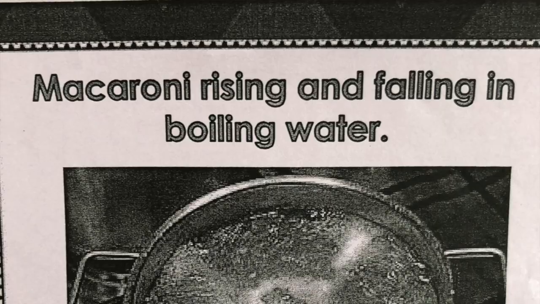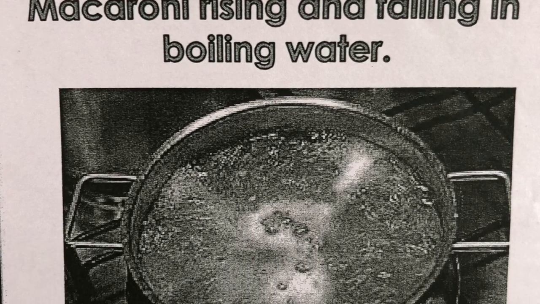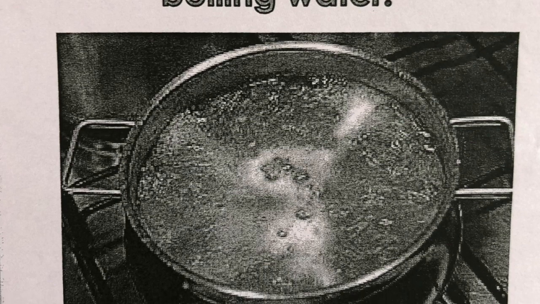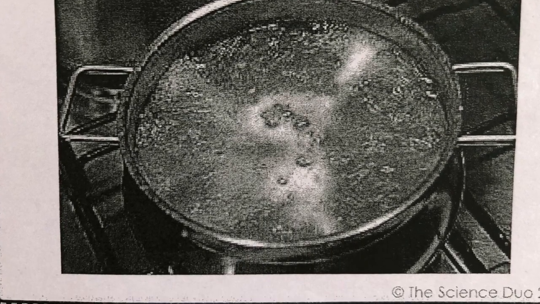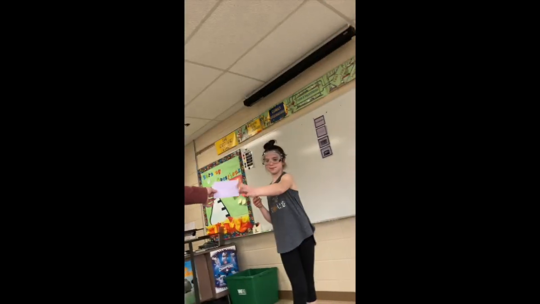Here we have macaroni rising and falling in boiling water. The reason it rises and falls when you're boiling to make some mac and cheese, or if you're like me, I prefer Velveeta shells and cheese, but that's just me, is that the water is hotter at the very bottom than at the top. That heat in the water is circulating, and that's why those macaroni noodles like to go up and down. That makes this an example of convection.